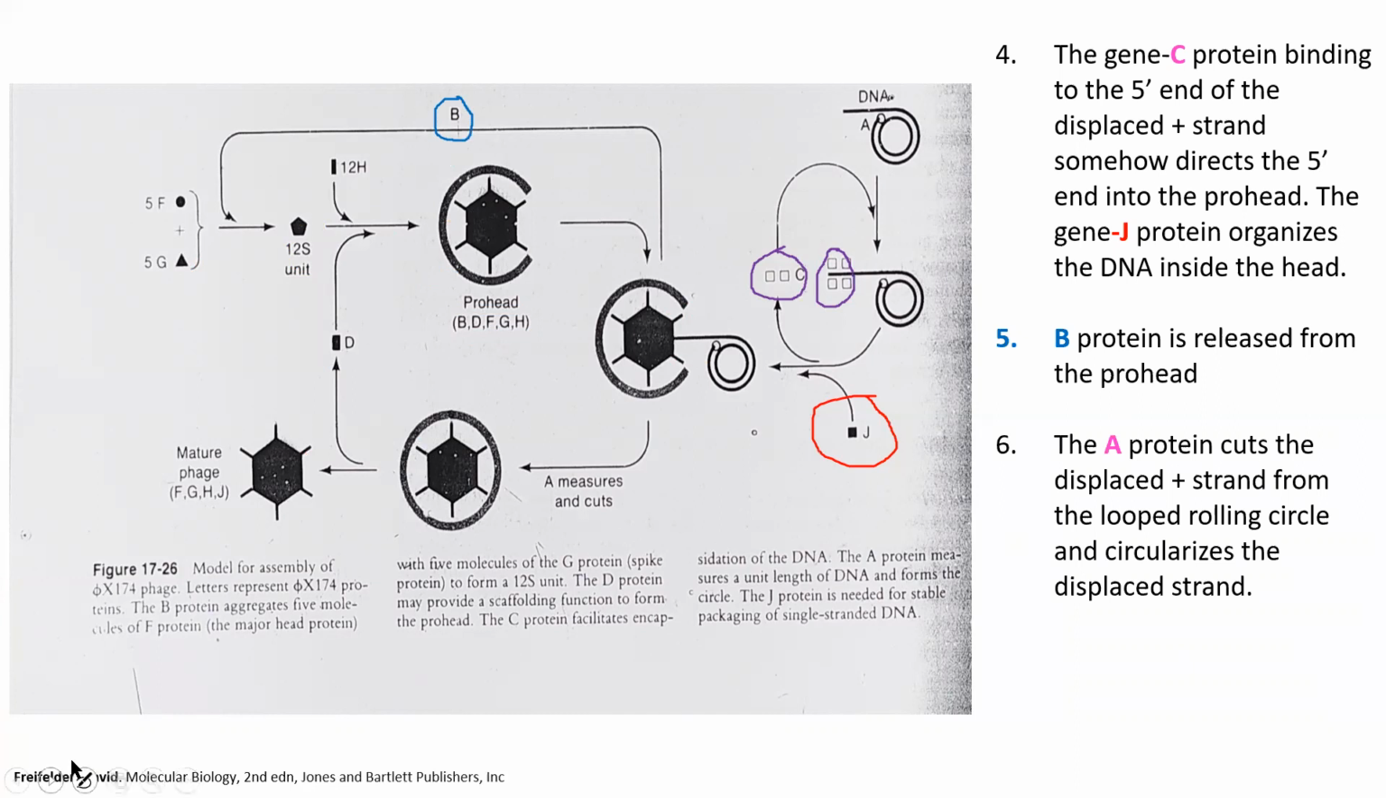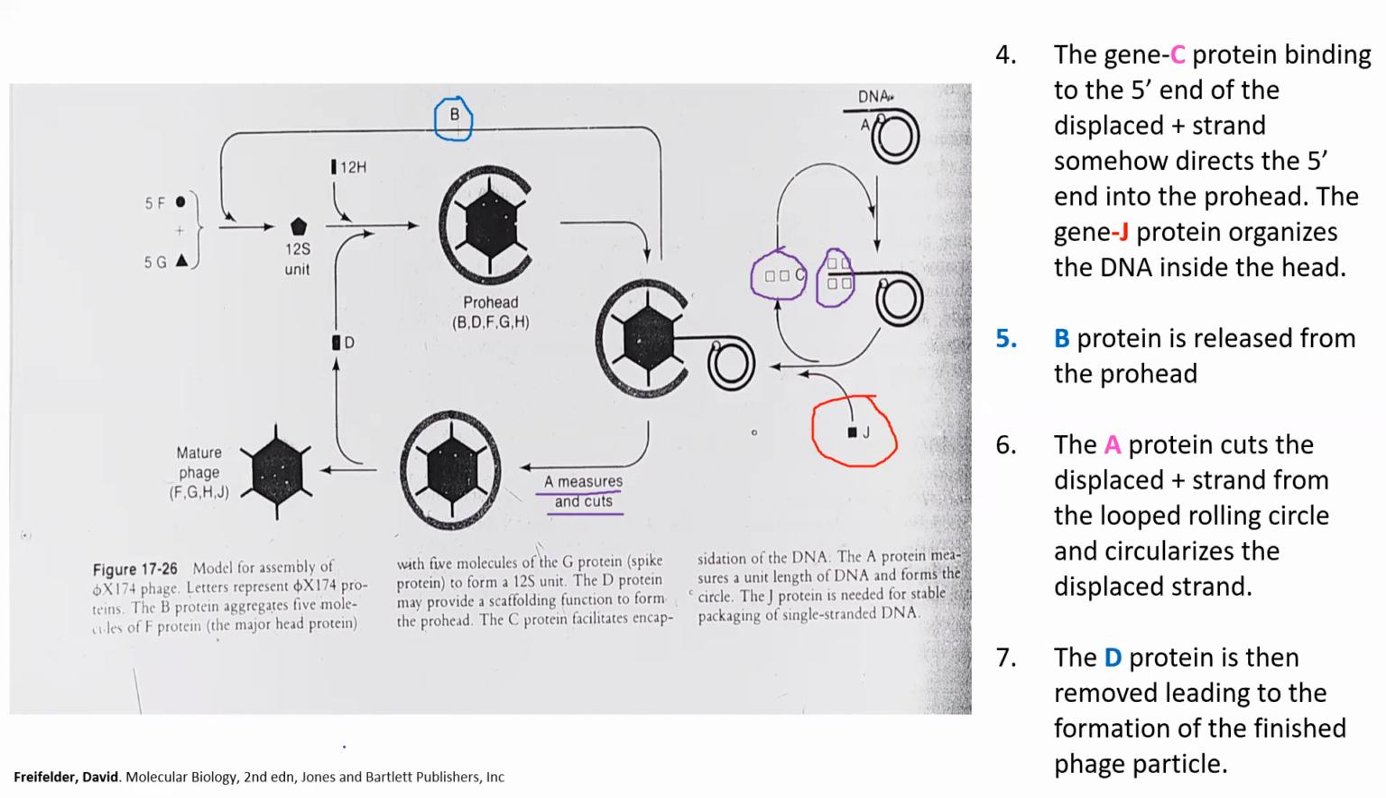The A protein, which is involved in creating that nick in the plus strand between 4305 and 4306 at the origin, also stops the host DNA synthesis with an unknown function. It is also involved in the packaging, where it cuts the displaced plus strand from the rolling circle and circularizes the displaced strand. The D protein, which provided a scaffold or a frame on which the prohead was built, is also removed, leading to the formation of the finished phage particle.